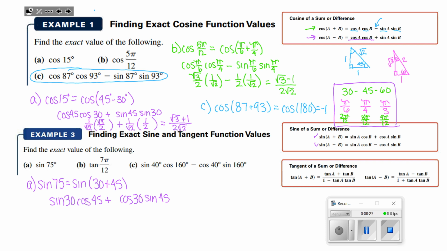determine what they are. So I end up with square root of 3 over 2, 1 over square root 2, plus 1/2, 1 over square root 2. So it's adding, it doesn't matter which order they come in as long as you do the cosine, sine of both of them. So we're going to end up with square root of 3 plus 1 over 2 root 2. So this is pretty easy to work with.